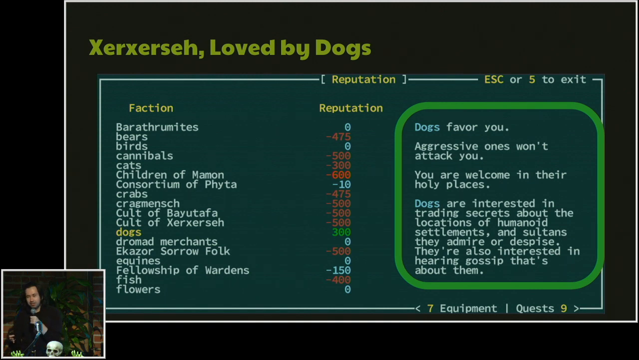So what does it mean that a dog wants to trade secrets about sultans they admire or despise? We know that dogs admire Circe. What that means is that if you find a particularly smart dog, not every dog can speak, but some dogs can, then you can share this information that you've learned from exploring the world and reading this history on a shrine.